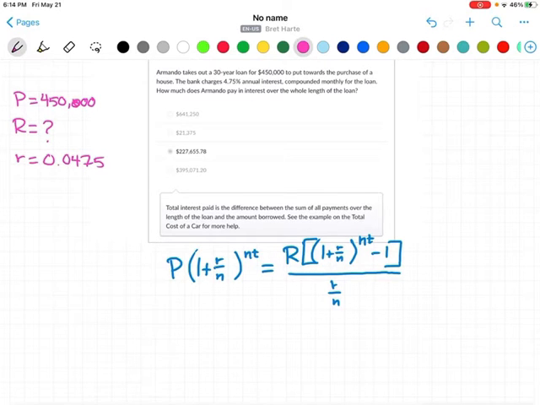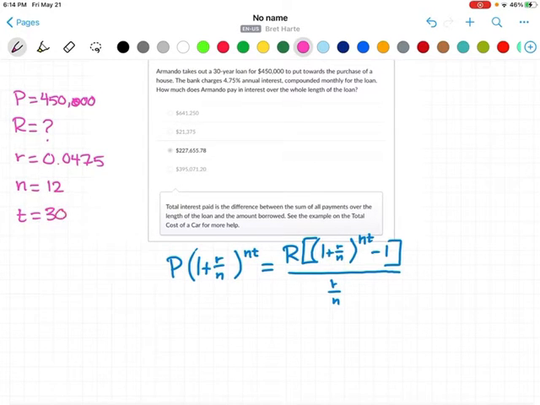N is how many times it's compounded, and it looks like it's monthly, so that's 12 months in a year. And then T is how long it takes, the time in years. It's a 30-year loan, so it's 30. Okay, so that's our information.